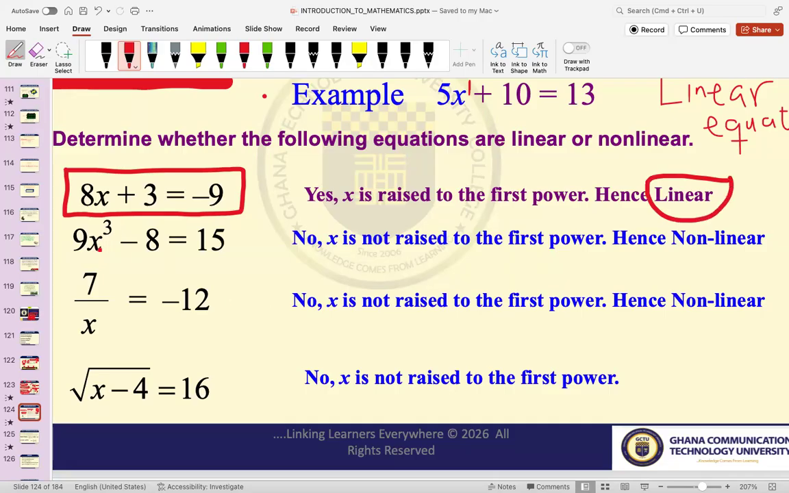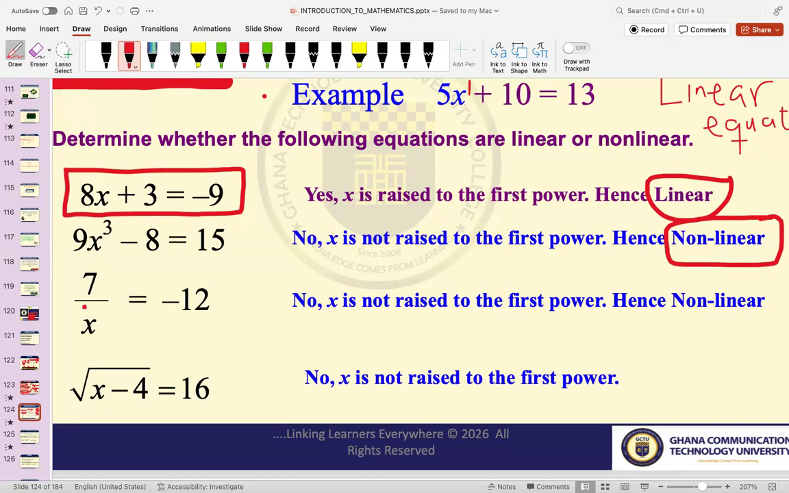But look at the x here. It's raised to the power 3. Once it's raised to the power 3, it cannot be a line, because for every line, the variable should be raised to the power 1. And so once this is not 1 and it is more than 1, we call it non-linear because it cannot come from a line. Any equation that cannot come from a line is called a non-linear equation.